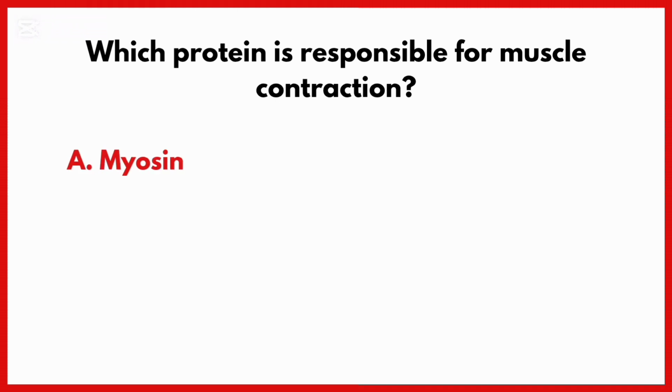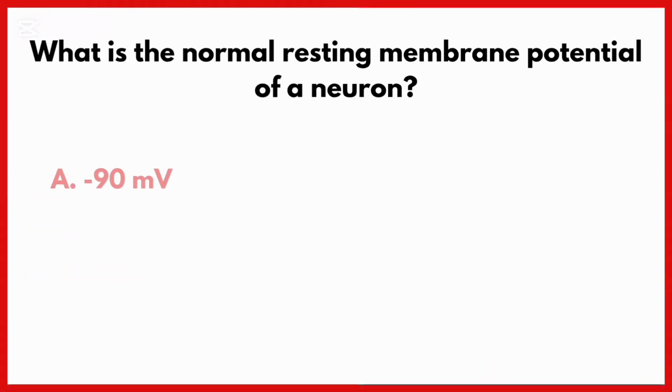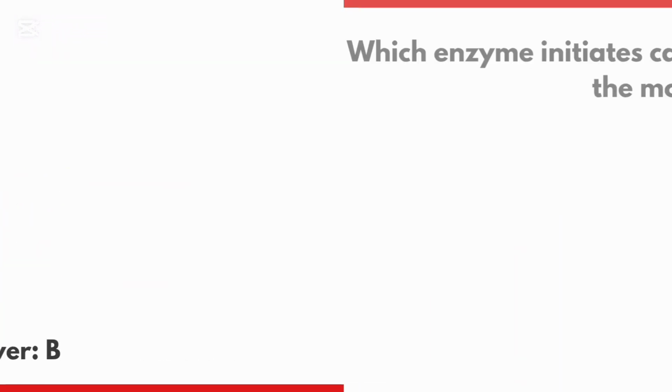Which protein is responsible for muscle contraction? Correct answer is option A, myosin. What is the normal resting membrane potential of a neuron? Correct answer is option B, -70.